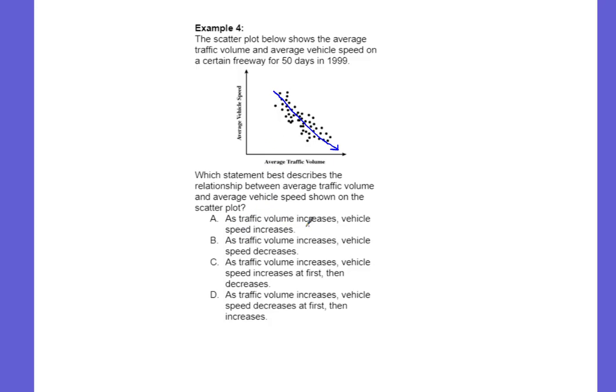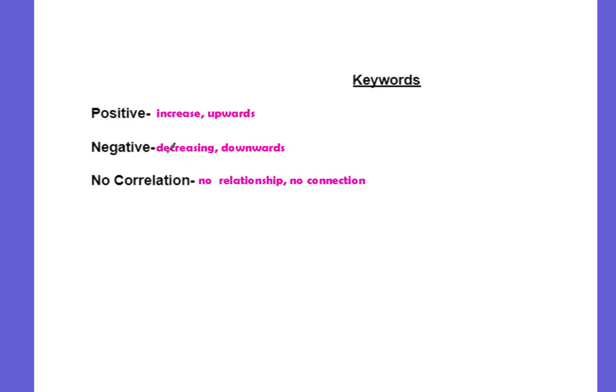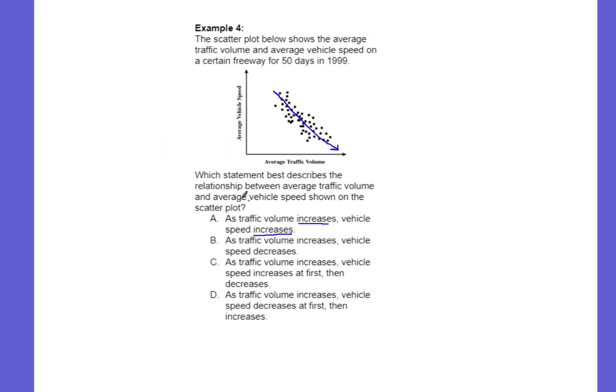So far I see as traffic volume increases, vehicle speed increases. If I have a negative correlation, there should be something about it being negative. Or if we looked at our keywords, it could also be decreasing, going downwards, or something that means negative. So we know A is incorrect because it never talked about it being decreasing or going down. B, as traffic volume increases, vehicle speed decreases. So I do have increase and decrease. So let's pay attention. On my traffic volume, if I'm going this way, it means it's increasing. So as traffic volume increases, what happens to vehicle speed? My vehicle speed is right here. I notice that it's going downwards because it was decreasing. So you know what? This could actually be it. That's correct. So let's go ahead and star that, and then we'll check the other one.